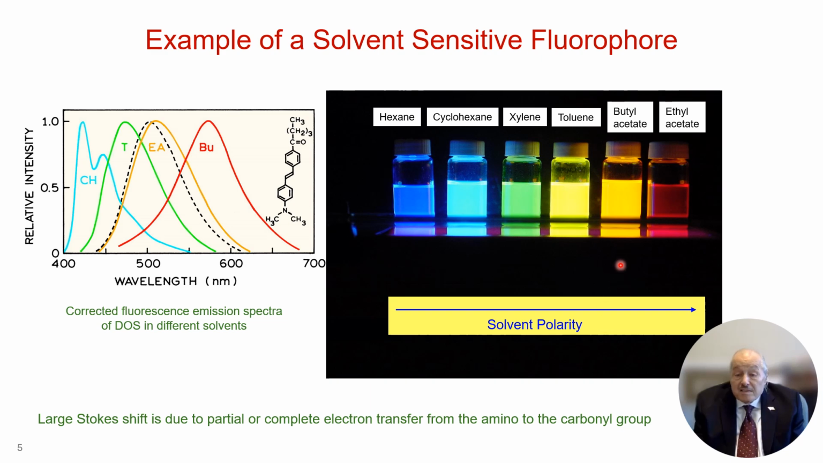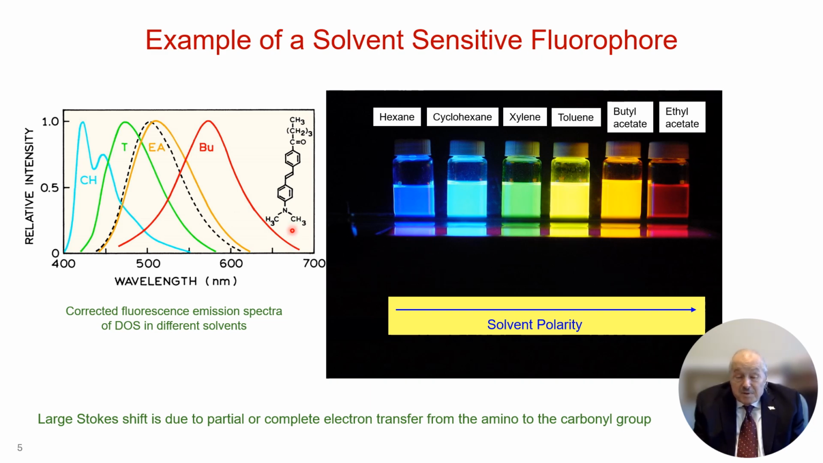So let's look at some examples of solvent-sensitive fluorophores. We'll look at this molecule here. It uses an acronym, DOS. You might notice there's a nitrogen on one side and a carbonyl on the other, which means an electron donor on one side, an electron acceptor on the other. If you put this in different solvents ranging from cyclohexane to butanol, you get an enormous shift in the emission spectra.